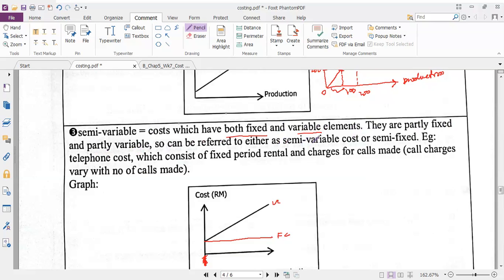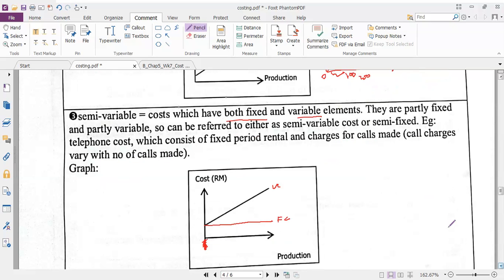So can be referred to either as semi-variable cost or semi-fixed cost. For example, telephone cost, which consists of fixed rental rate and charges for calls made. Okay, call charges vary with number of calls made. Okay, so sebagai contoh, kalau you pakai line, dia ada fixed rental kan. Okay, kalau you ada buat lebihan call, dia akan ada charge tersendiri. Okay, itu maksud contoh kalau you nak explain about semi-variable, which have both fixed and variable element.